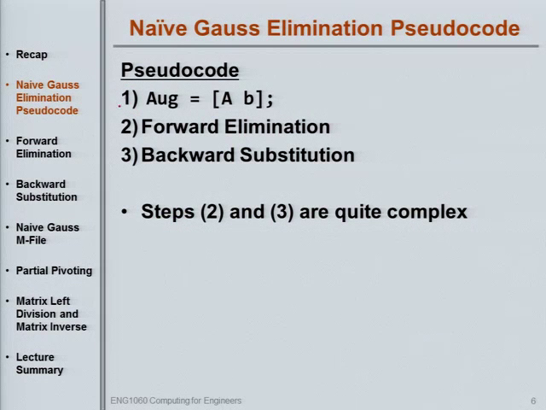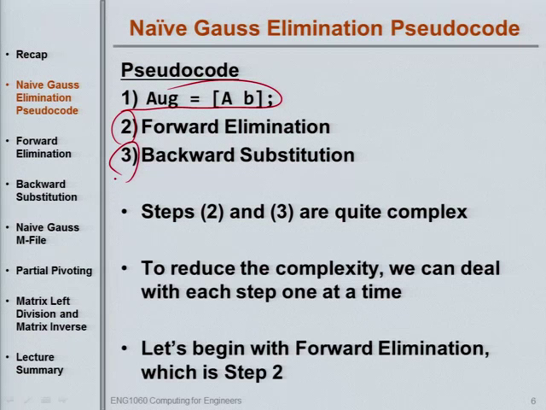Okay, so the first step, creating the augmented matrix, is simple. Steps 2 and 3 are somewhat more complex, and I think hopefully you'll remember that from what we did last lecture. So we're not going to try and do them simultaneously. We'll do the forward elimination first, expand that out. Once we've got that sorted out, we'll come to the backward substitution and do that.